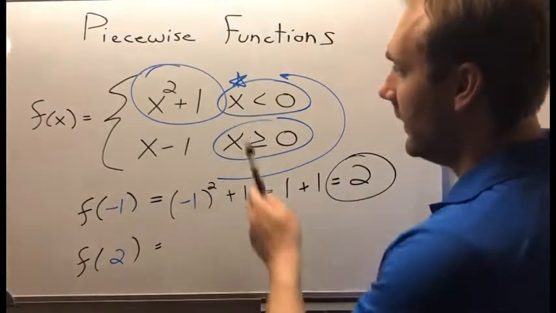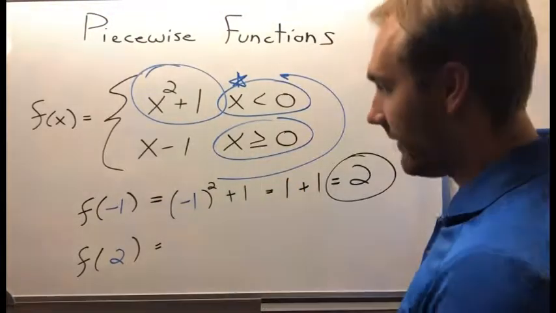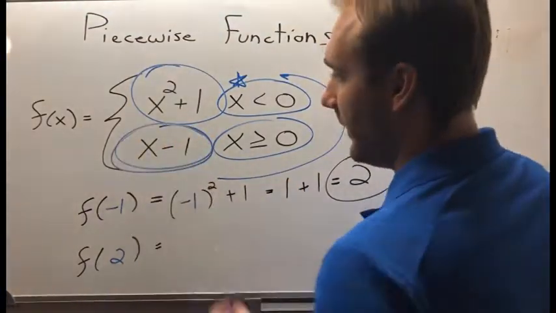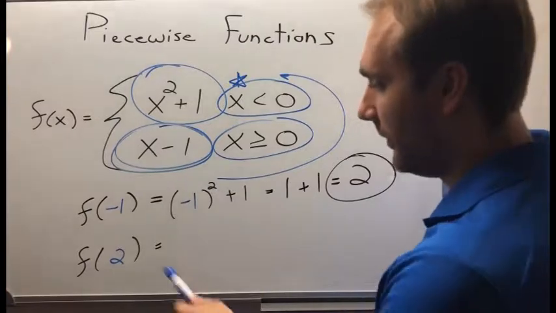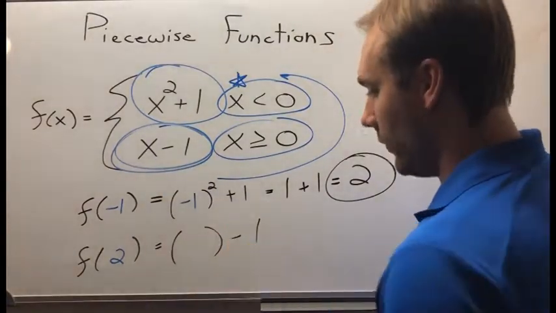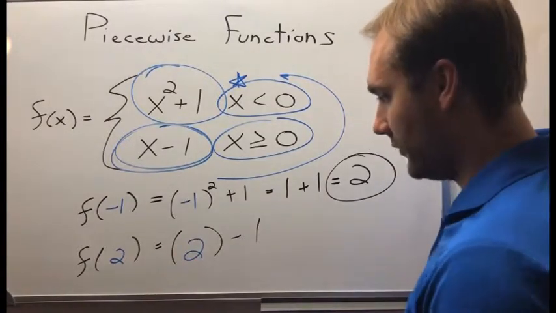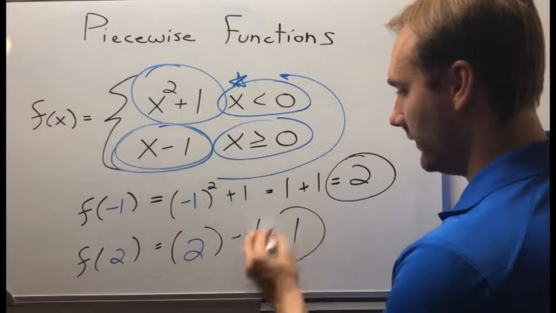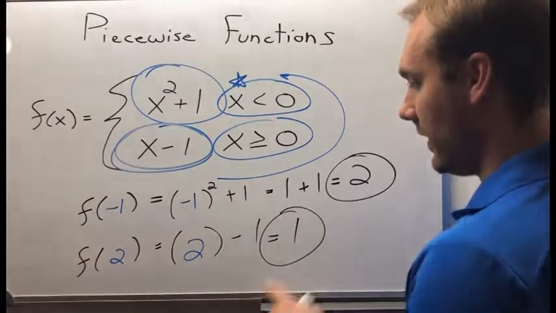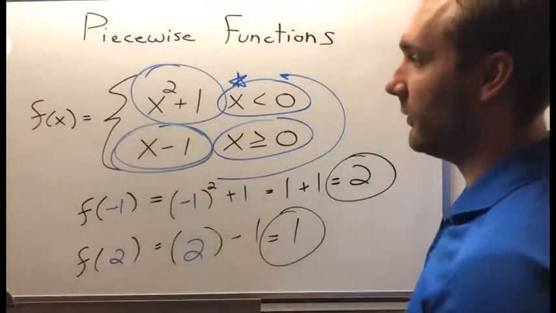Now what about f of 2? It is not less than 0, but it is greater than or equal to 0. So now I have to look at this part of the function and plug in 2 for x. So I have x minus 1, where in this case I'm plugging in 2 for x, and 2 minus 1 is 1. So what is f of 2? F of 2 is 1. I'm plugging into this part of my piecewise function.